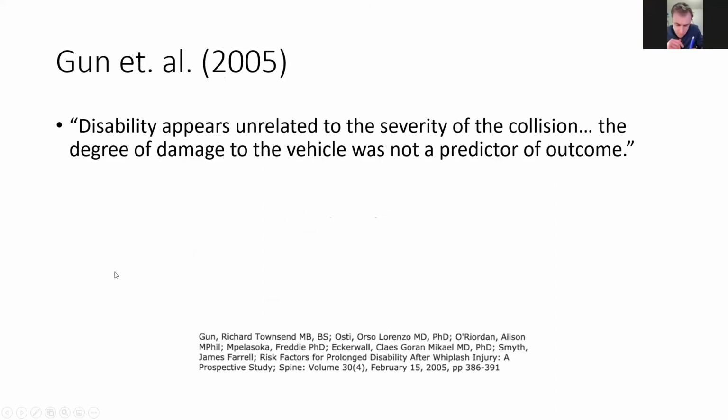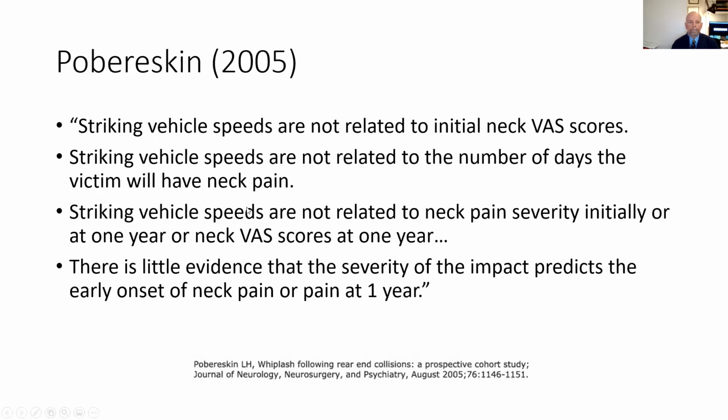Okay. Dr. Gunn, disability appears unrelated to the severity of the collision. The degree of damage to the vehicle is not a predictor of outcome. Poperskin, 2005, striking vehicle speeds are not related to the initial VAS scores. That's the pain scales. Striking vehicle speeds are not related to the number of days the victim will have neck pain. Striking vehicle speeds are not related to neck pain severity initially or at 1 year, visual analog scales at 1 year. There's little evidence that severity of the impact predicts the early onset of neck pain or pain at 1 year.